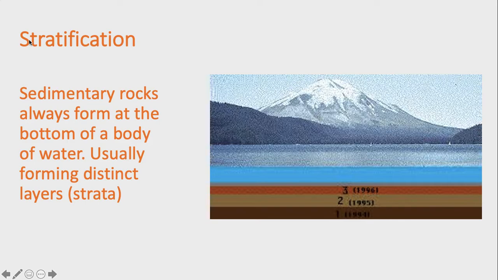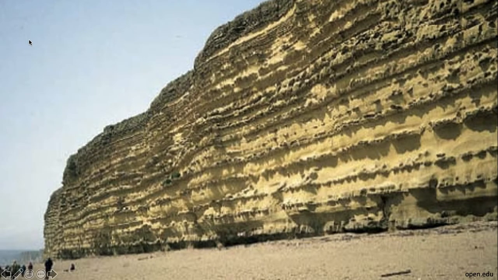Sedimentary rocks always form at the bottom of a body of water, and usually they form distinct layers, which are called strata. The further down in the sedimentary rock you go, the older that rock is going to be, because the new layers form on top of the old layers. Here's an example of some stratification. These sedimentary rocks are no longer under a body of water, but that's where they formed originally.